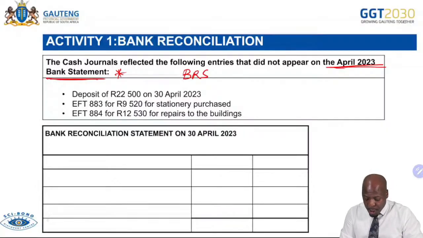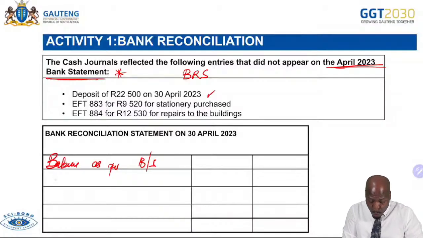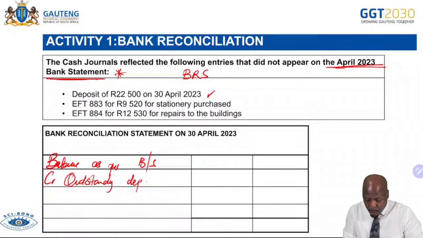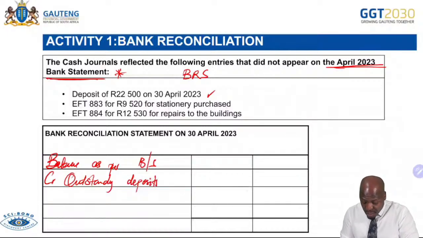Remember, already on your BRS, we had already put a balance. So remember, we had already a balance as per bank statement. And then we have a deposit here of 22,500. So we would come here, then we say credit outstanding deposits. Credit outstanding deposits. And the outstanding deposit is 22,500.